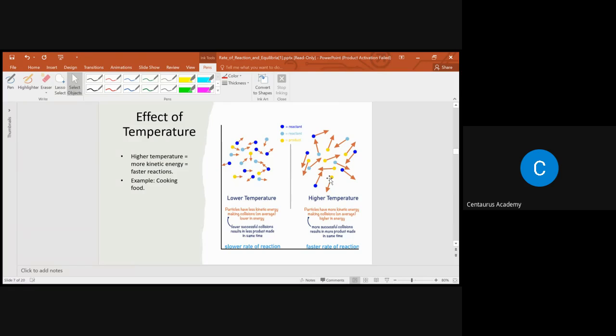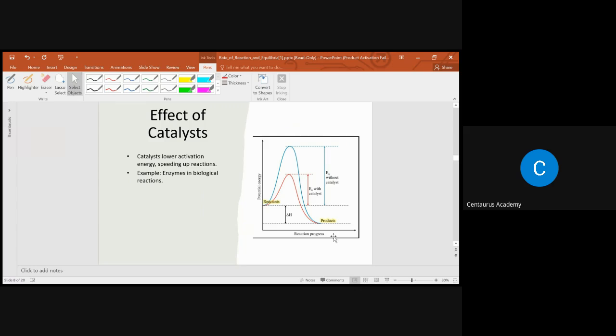The hydrogen gas bubbles, which will be observed as part of the chemical reaction process, will be produced at a greater rate. More hydrogen gas bubbles will be produced in less time with warm dilute hydrochloric acid as compared to cold hydrochloric acid. Next, you have the effect of catalyst.